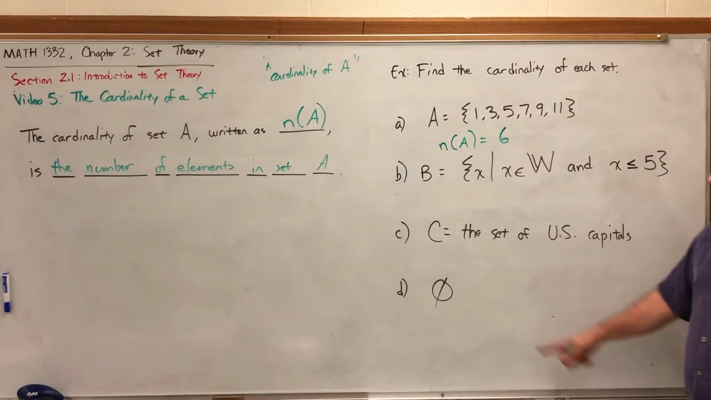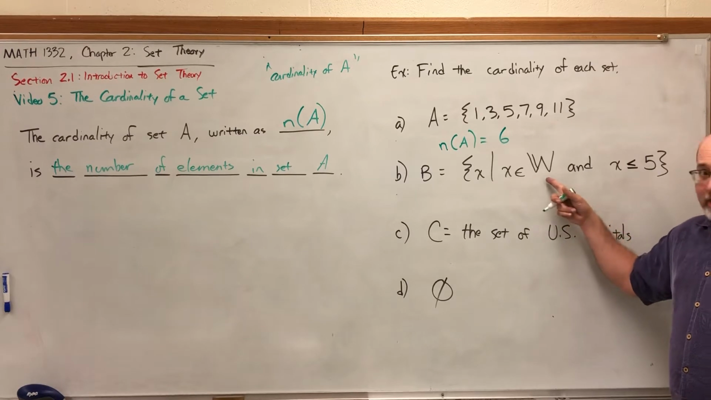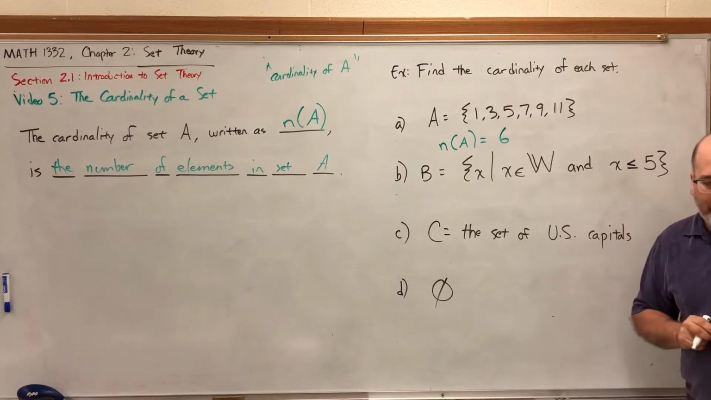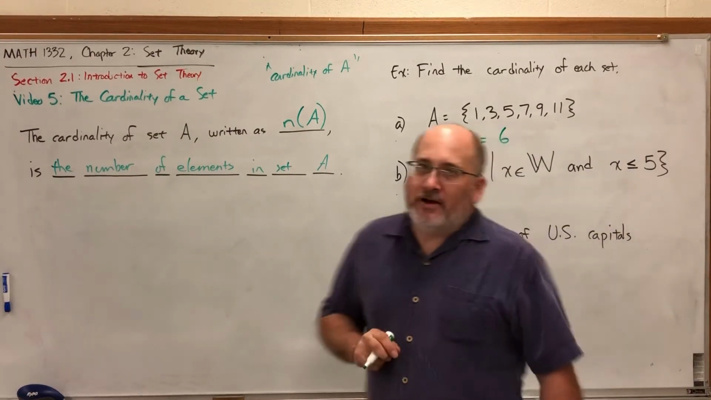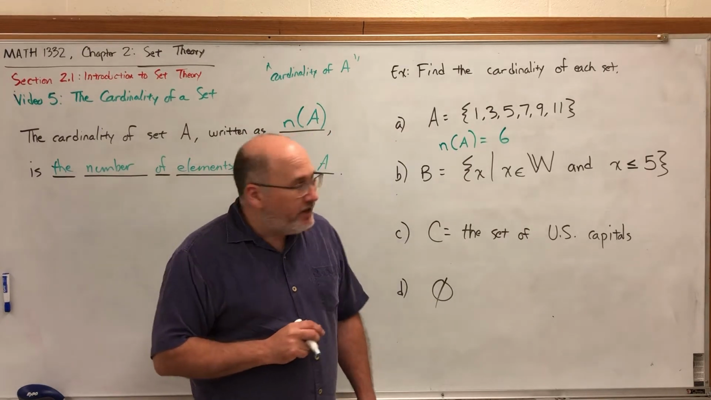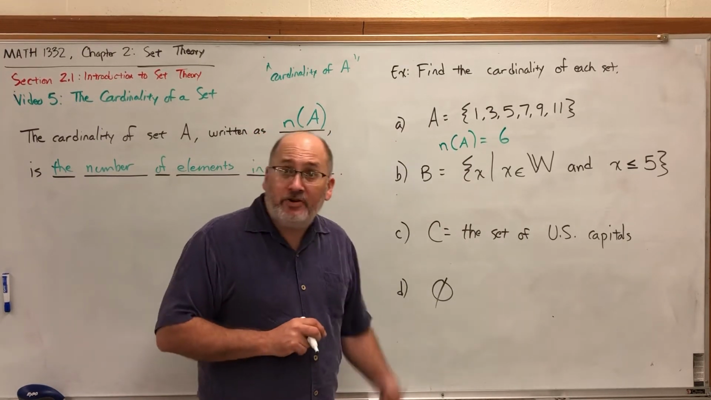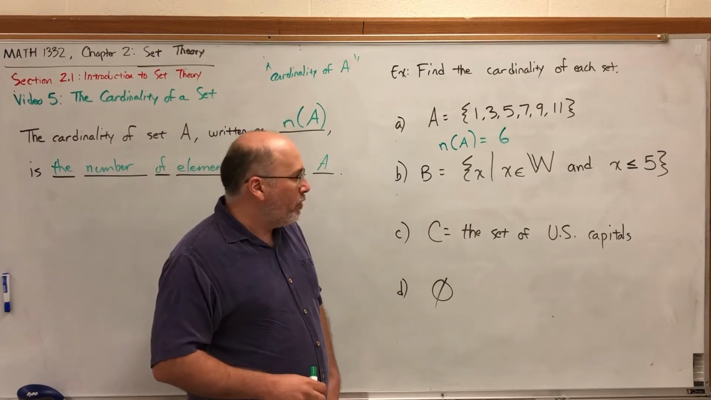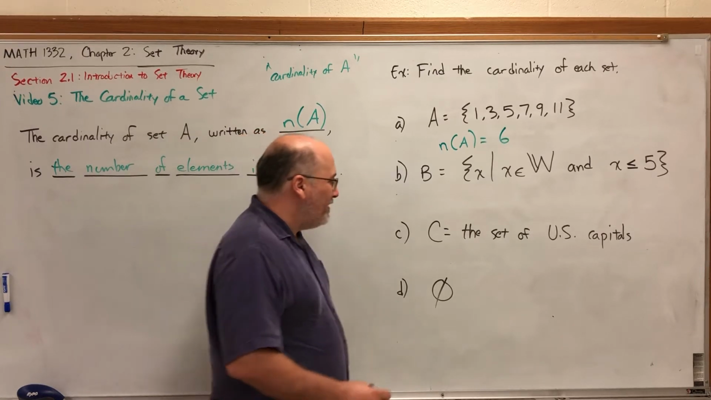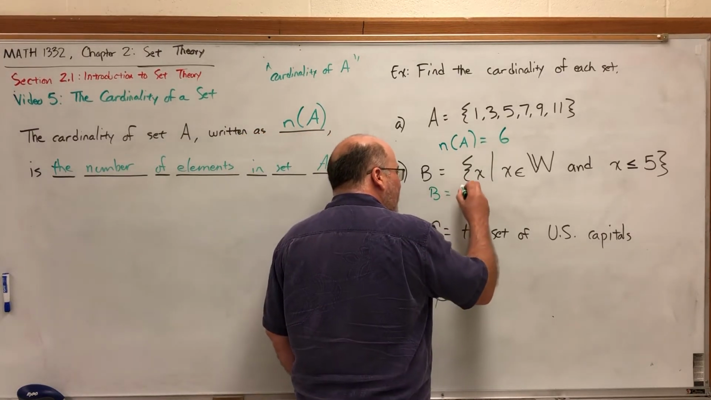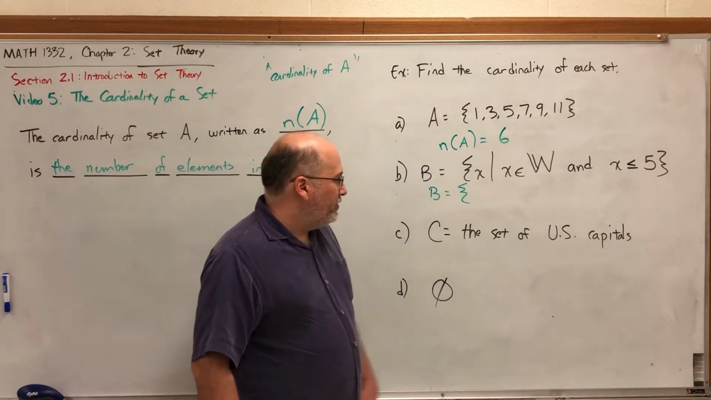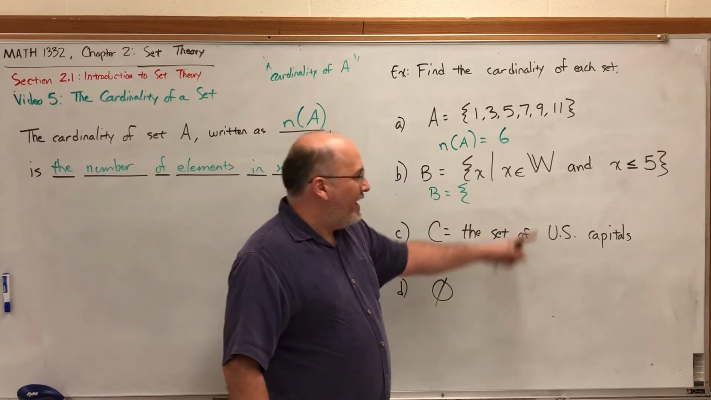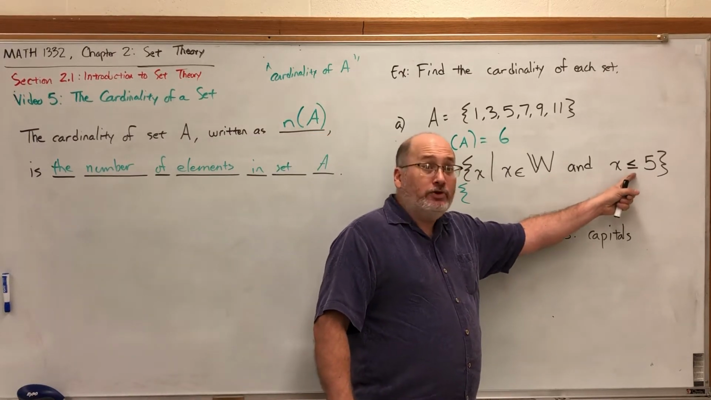Set B, the set of all x's such that x is an element of the whole numbers, and x is less than or equal to 5. Do you remember where the whole numbers start? Sometimes the hardest part about cardinality is knowing what you're counting. In the first example, it was there for me to count, but not in this one. Because set B is written in set builder notation, it might benefit us to write out the elements of B in roster form.